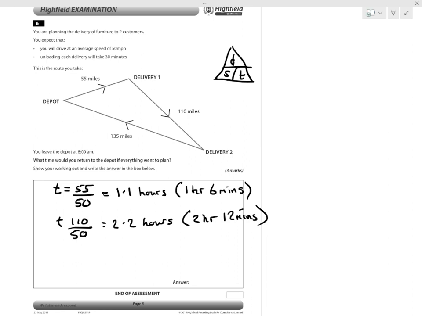And the third one is the time equals 135 divided by 50. So I call it 13.5 divided by 5. 5s into 13 go 2, 5s into 35 go 7, so 2.7. Now 0.7 of an hour is 42 minutes, 6 sevens are 42. So that will be 2 hours and 42 minutes.